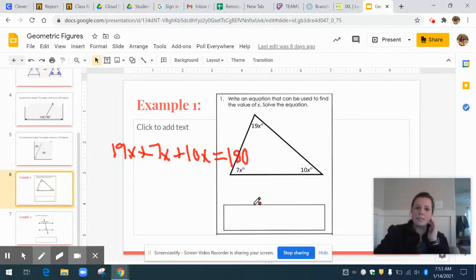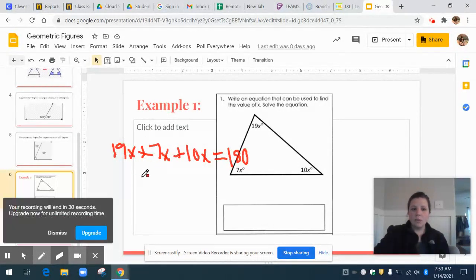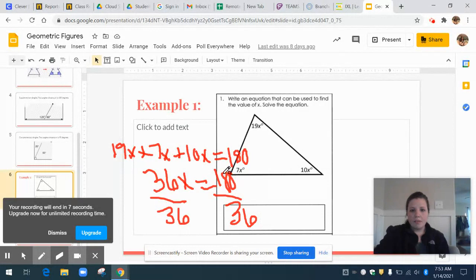Now on this, because all of these terms have an x, I can combine them. So I can add 19x plus 7x. So I add the number in front. So 19 plus 7 is 26. And then I add the 10x. So I would get 36x equals 180. I know I divide by what's touching the x, so I divide both sides by 36. And then my final answer will be 180 divided by 36.